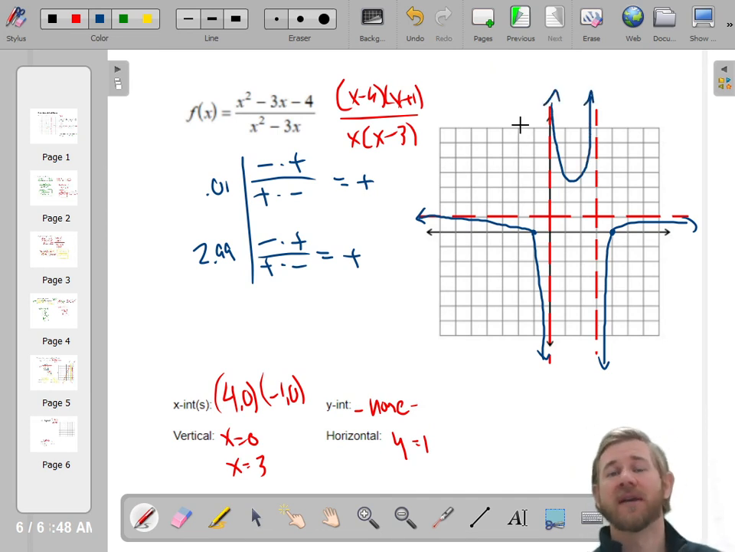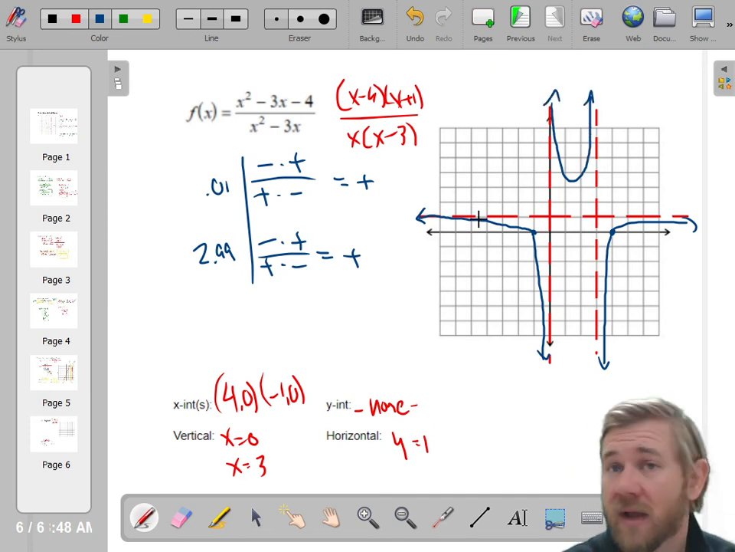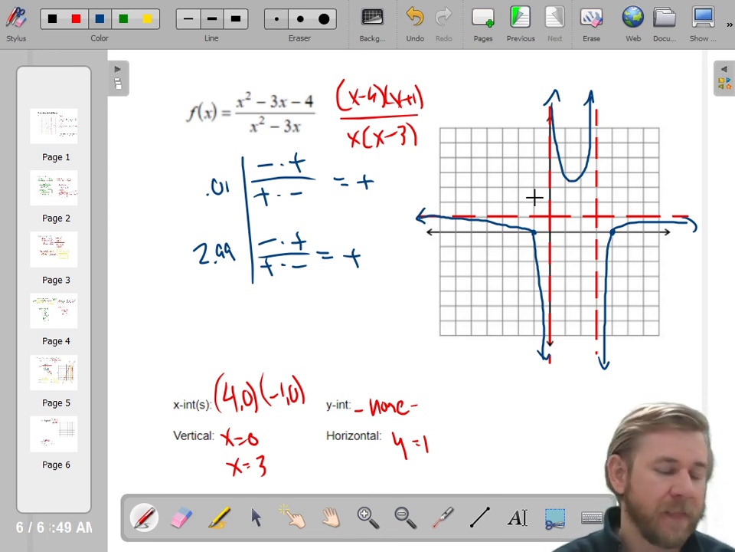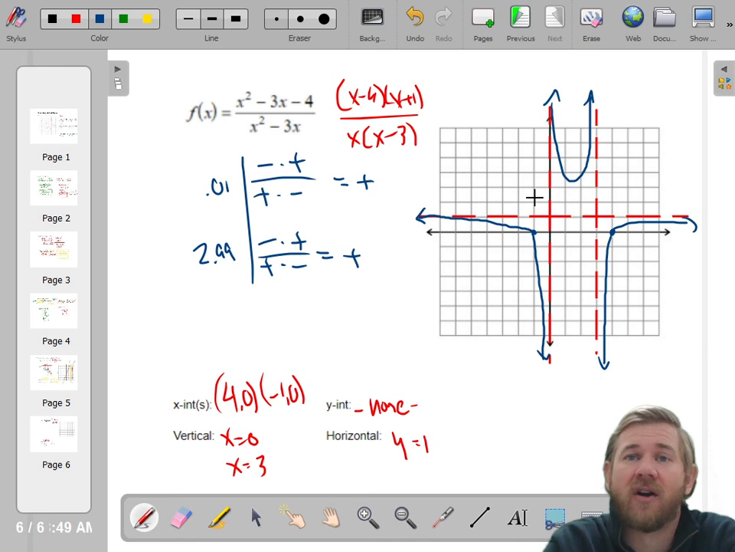Now you could plug in a point in the middle if you actually want to know, oh, well, where's the turn, like that kind of stuff. Doesn't matter. We're just sketching. Okay. So we've got our end behavior, we've got our intercepts and asymptotes drawn. That's it.